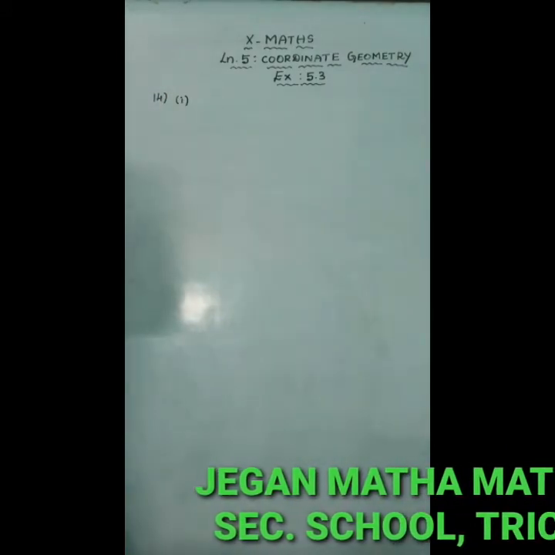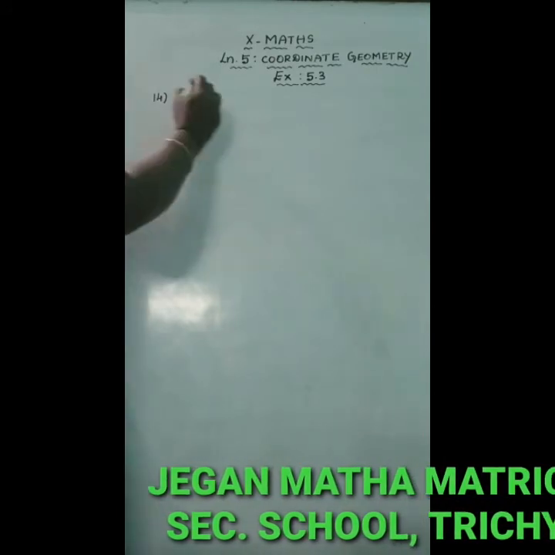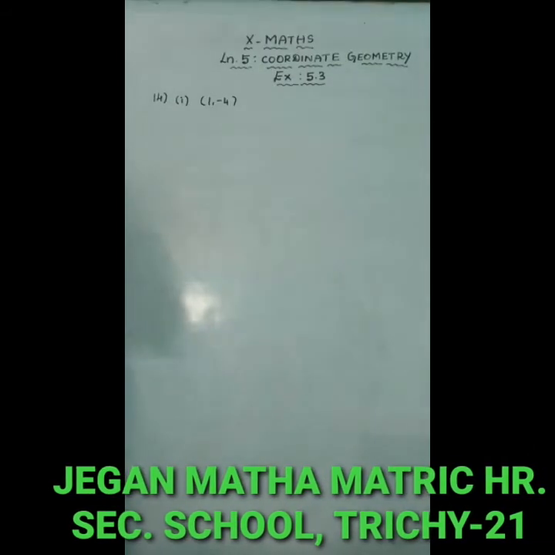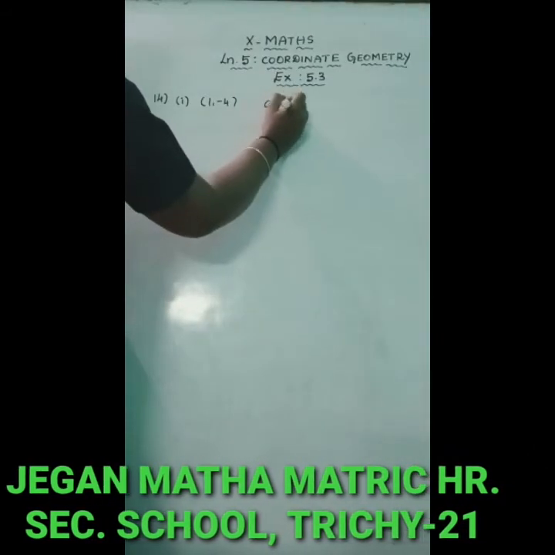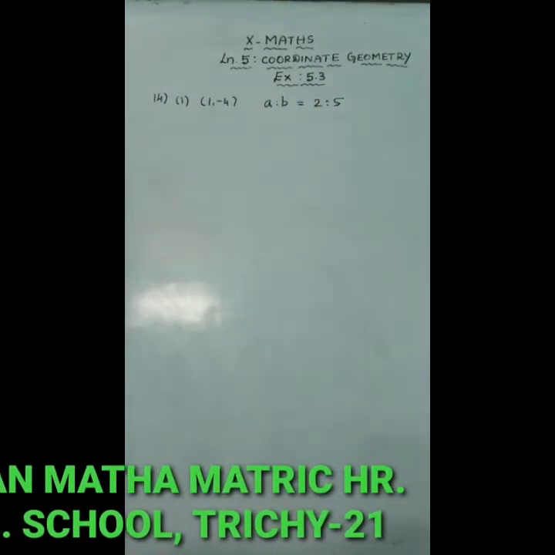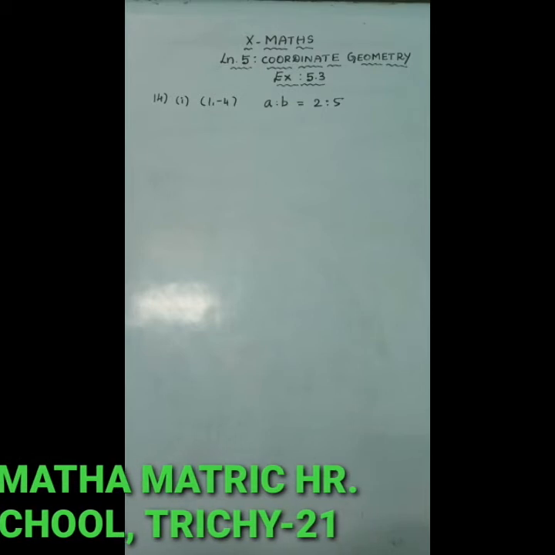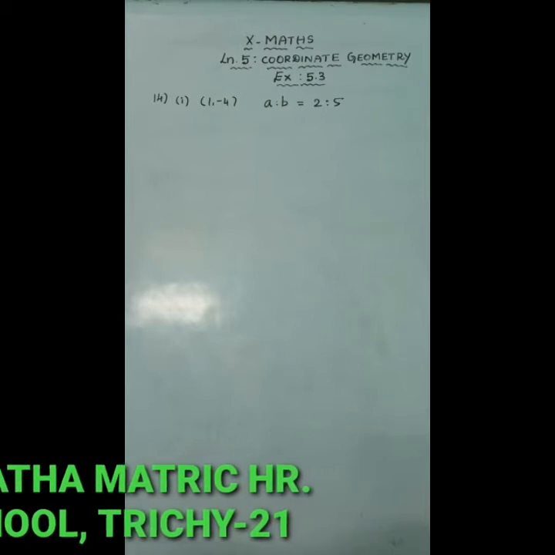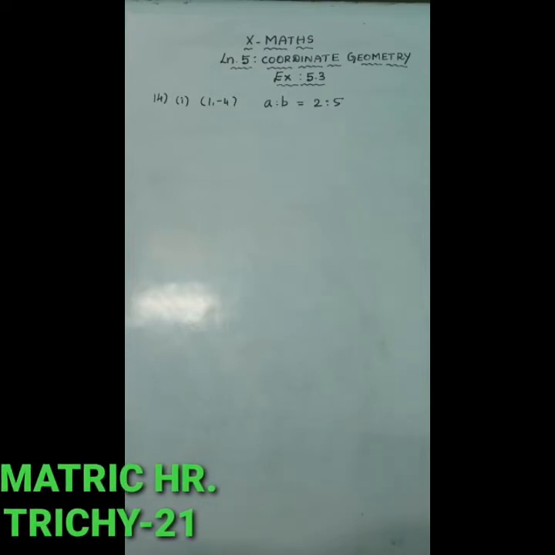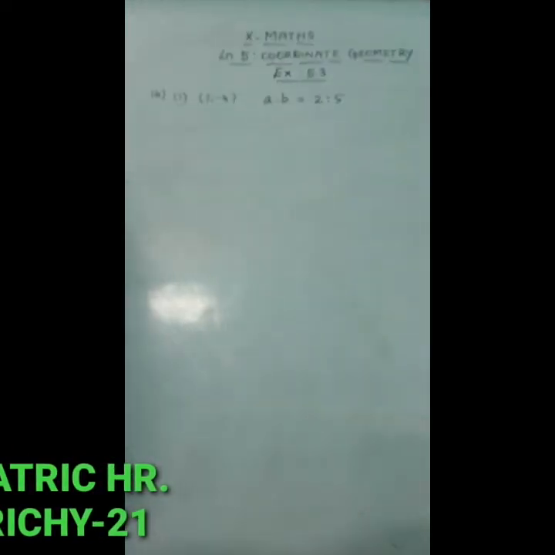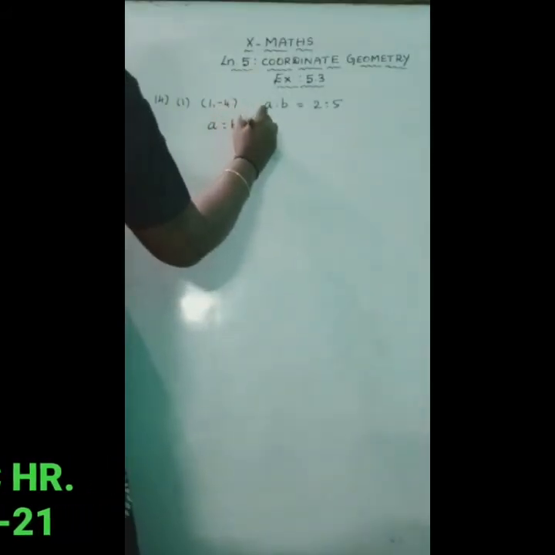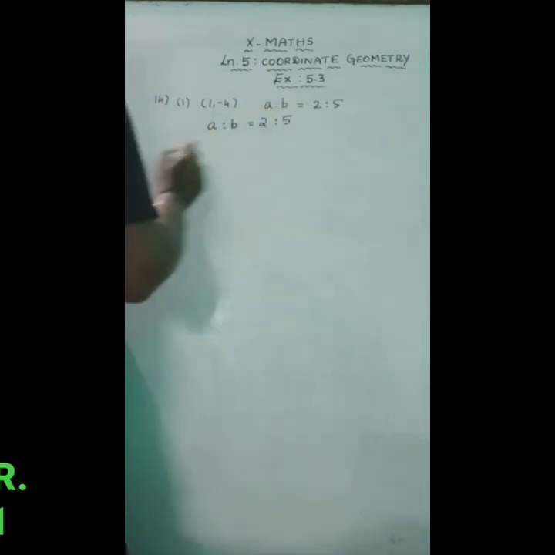The first one is passing through (1, minus 4) and has intercepts which are in the ratio a is to b is equal to 2 is to 5. So here the point and the intercept ratio are given, so we find the equation of the straight line. The required line is passing through (1, minus 4) and has intercepts in the ratio 2 is to 5. So here a is to b is equal to 2 is to 5.